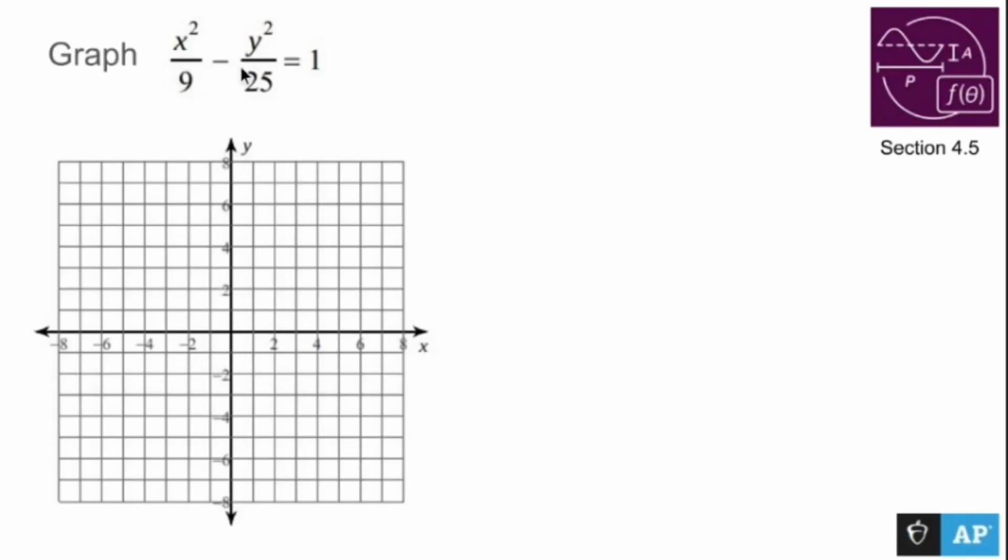Graph x squared over 9 minus y squared over 25. Now, this is a conic section, and there are three main types that you're going to graph. Two of them look like this, where you have an x squared over a number and a y squared over a number. But the key thing here is we have a minus in between, and that tells us that this is a hyperbola. A hyperbola in this form, where x squared subtracts the y squared, I'm going to compare to this: x squared over a squared minus y squared over b squared equals 1.